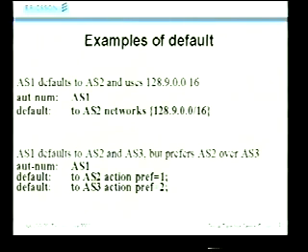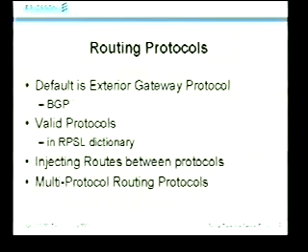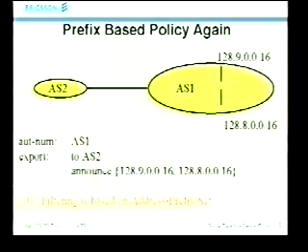Routing protocols. The default is the Exterior Gateway Protocol, BGP. The valid protocols are in the RPSL dictionary. And this allows injecting routes between protocols and multi-protocol routing protocols. The idea of this dictionary is you can add in new protocols if you wish. Let's just go back to prefix-based policy again. Here's the example we had before, and the filtering is based on this address prefix set. So I'm announcing these address prefixes, but no others.